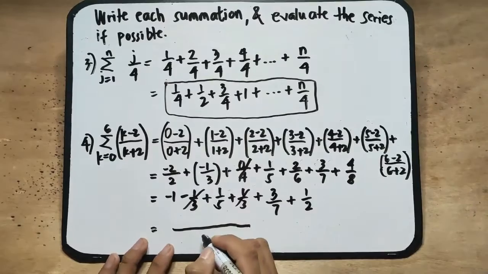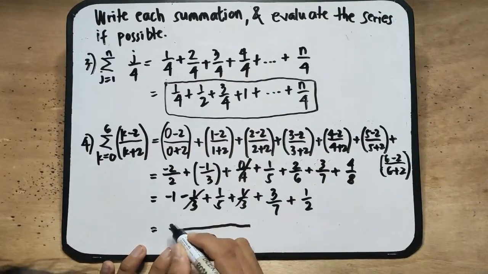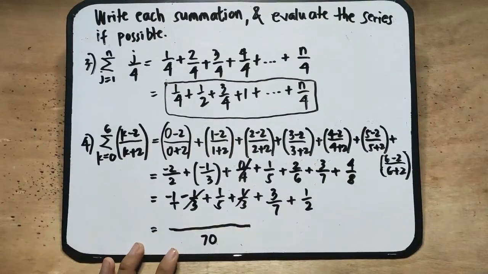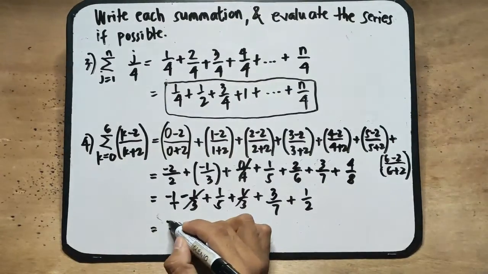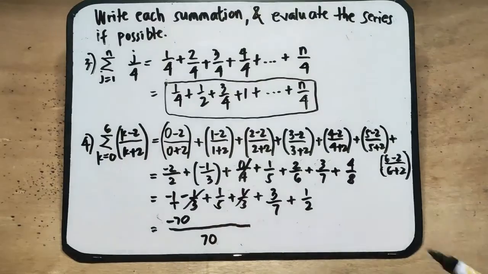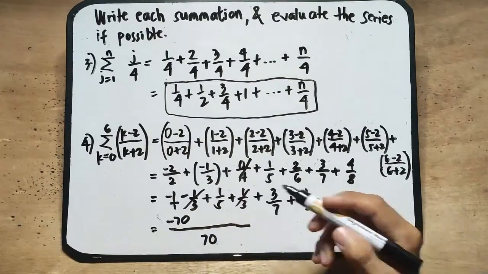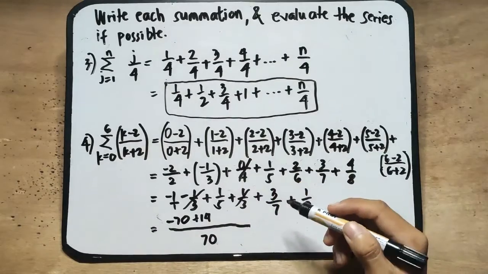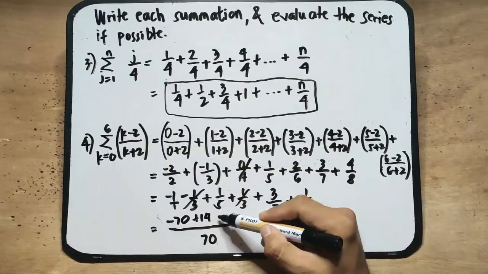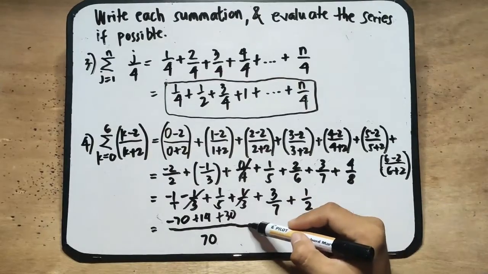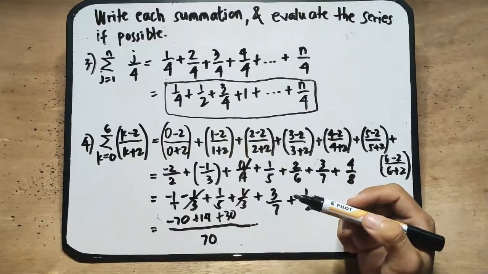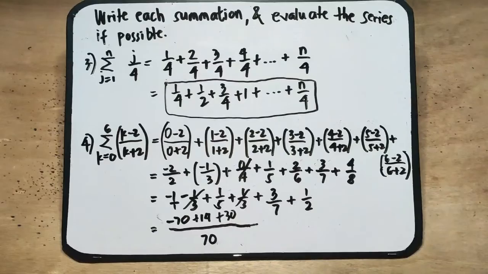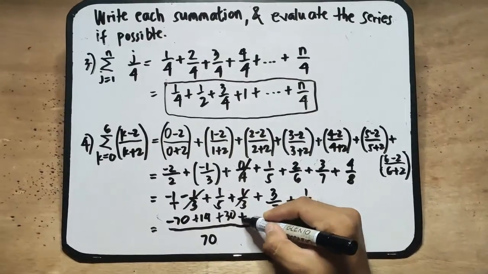The LCD here is 70. Understood na may 1 yung denominator ni negative 1. 70 divided by 1 is 70 times negative 1 is negative 70. 70 divided by 5 is 14. 14 times 1 is positive 14. 70 divided by 7 is 10. 10 times 3 is 30. And 70 divided by 2 is 35. 35 times 1 is 35.